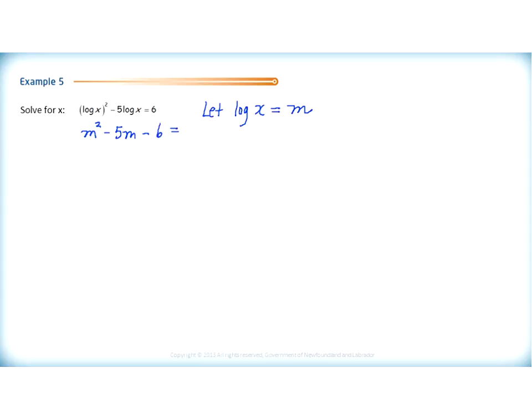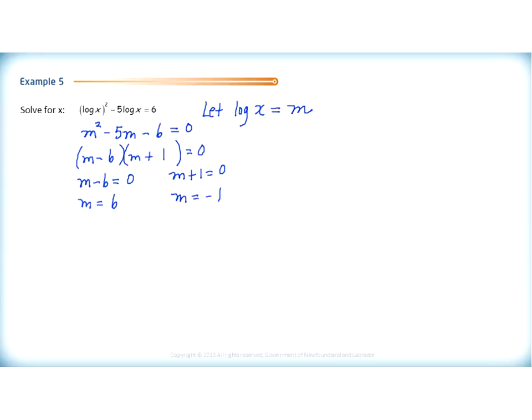Minus 6 equals 0. And now we can factor that. It's in a quadratic form, which we can factor. So the factors of a negative 6 that have a sum of a negative 5 would be m minus 6 multiplied by m plus 1 to equal 0. So we have m minus 6 equals 0 when m is equal to 6, or m plus 1 equals 0 where m is equal to a negative 1.